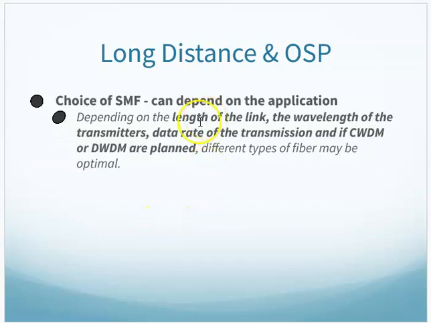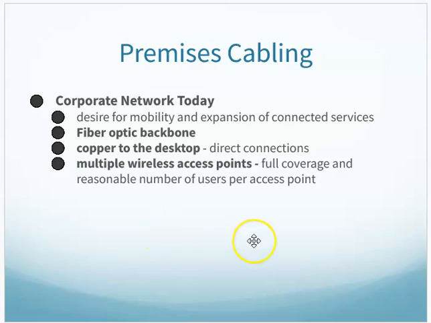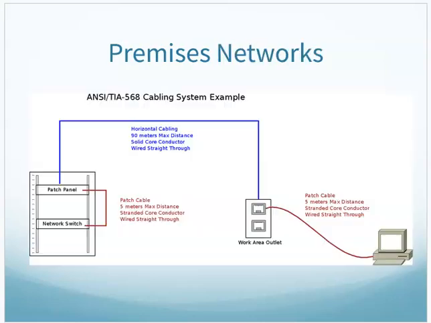Your choice of single mode might depend on these things here. How long? What kind of data rate do I need? Are we doing coarse or dense wavelength division multiplexing? That might drive the decision on the type of fiber that we'll be using. Our corporate networks, our premise networks, usually have a fiber optic backbone, typically multi-mode fiber, and then copper to the desktop and access points for your wireless users, like we mentioned before.